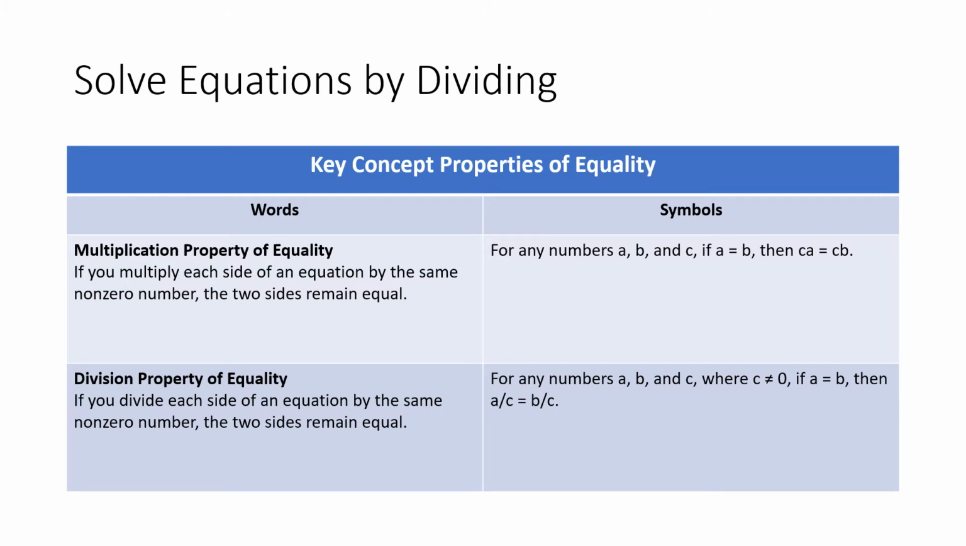The key idea to keep in mind is that we can multiply each side of an equation by the same non-zero number, and the 2 sides remain equal. And so our key concept here is properties of equality. If we do something to one side with multiplication, if we multiply one side by any number, as long as it's not 0, and we multiply the other side of the equal sign by that same number, they are still going to remain equal. And the same applies for division. We can divide each side of an equation by the same non-zero number, and the 2 sides remain equal. And this is going to help us solve for variables.